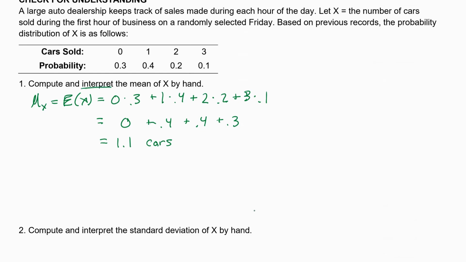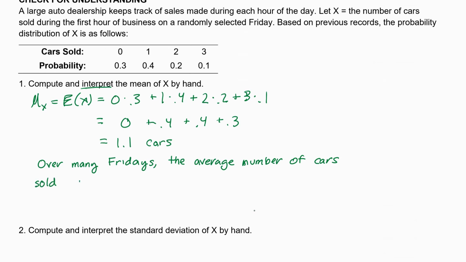But what about the interpret? Well, over many, in this case, Fridays, the average number of cars sold is 1.1 cars. And again, don't forget that very important phrase.